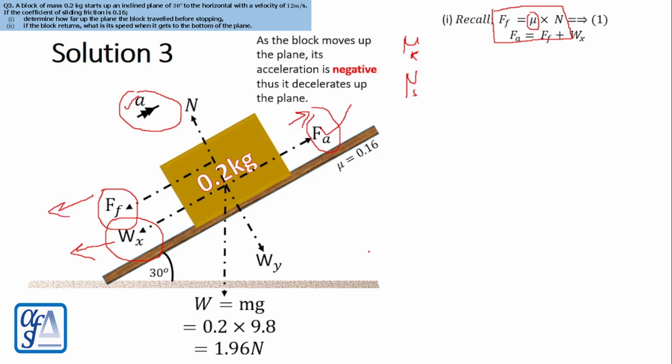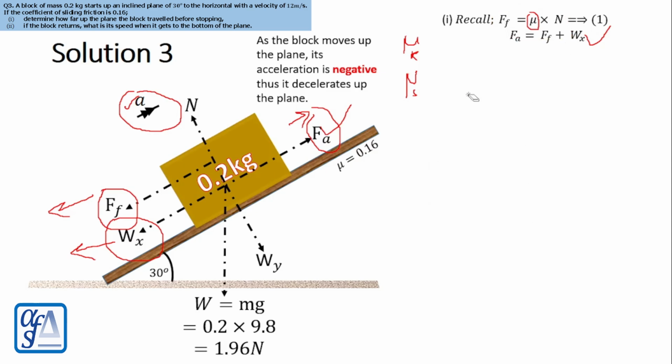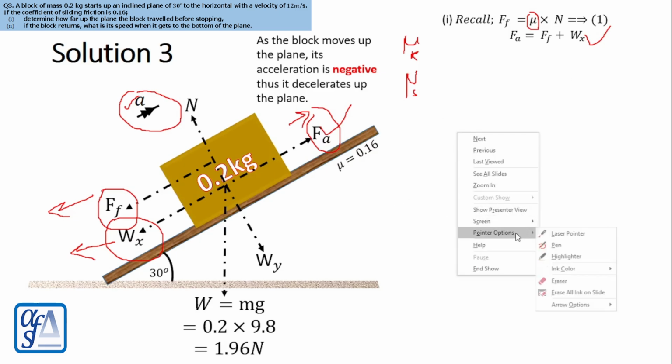So the total horizontal force acting on this body is equals to 0. So that means force in one direction balances force in another direction. So F sub A equals what? F sub F plus W sub X. Okay, and that's why we have this. All right, so let's continue.